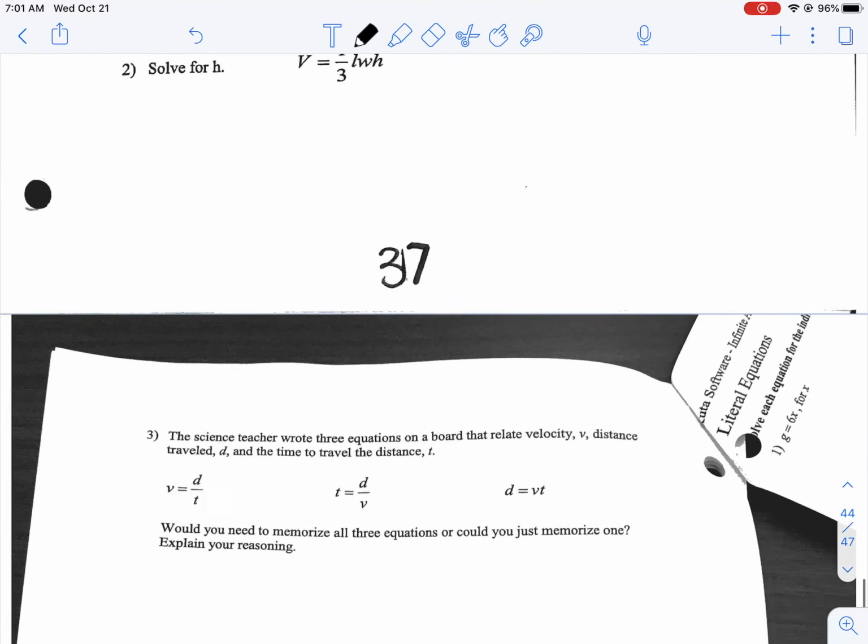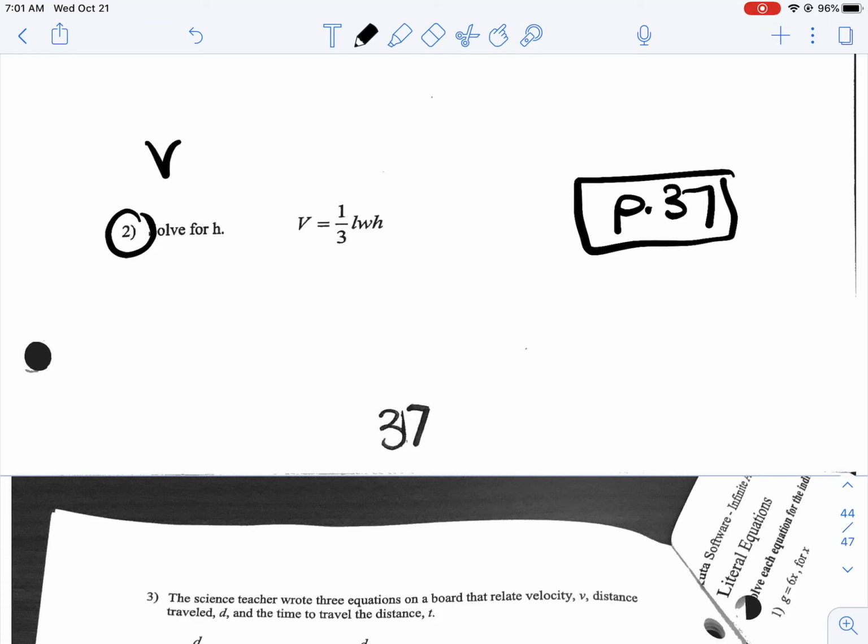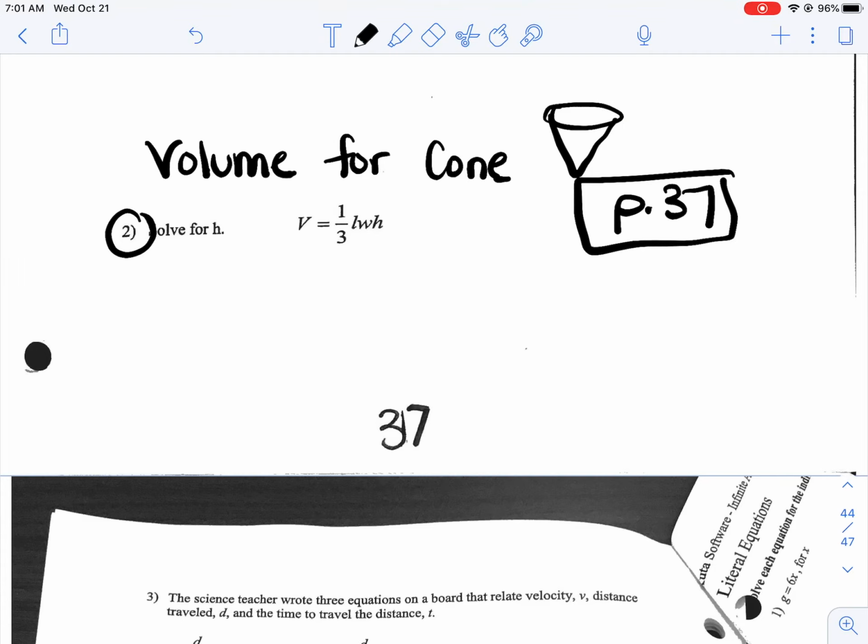I want you to go to the homework page on page 37. So we're on page 37, and I want to look at example 2. This is the volume formula for a couple different things, but volume for a cone would be one example. If I have a cone, it sort of looks like this. Let's pretend I have some ice cream on the top. Not the best ice cream drawing, but you guys get it.